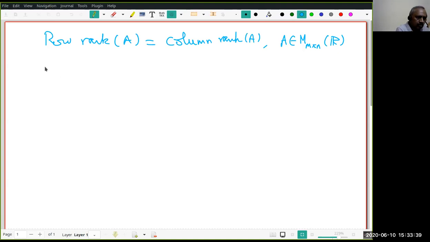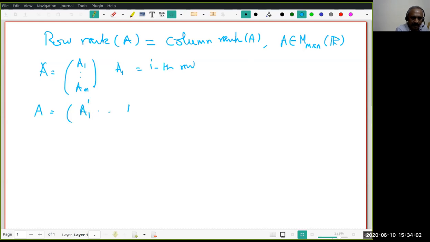If A is there, I will write the rows like this: A1, and remember there are m rows, therefore up to Am. Therefore, Ai is the ith row. And I also write A in terms of columns. That will be A1 dash up to An dash. Therefore, Aj dash is the jth column.